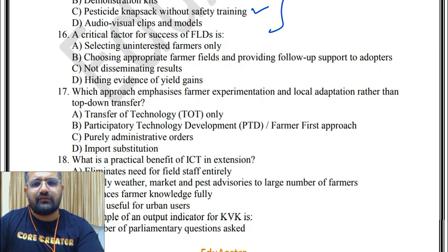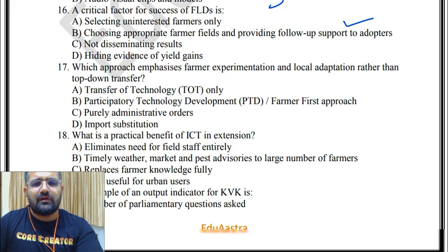A critical factor for success of FLDs is: selecting uninterested farmers only, choosing appropriate farmer field and providing follow-up support to adopters, not disseminating results, hiding evidence of yield gains. So the answer is B, that is choosing appropriate farmer field and providing follow-up support to adopters.